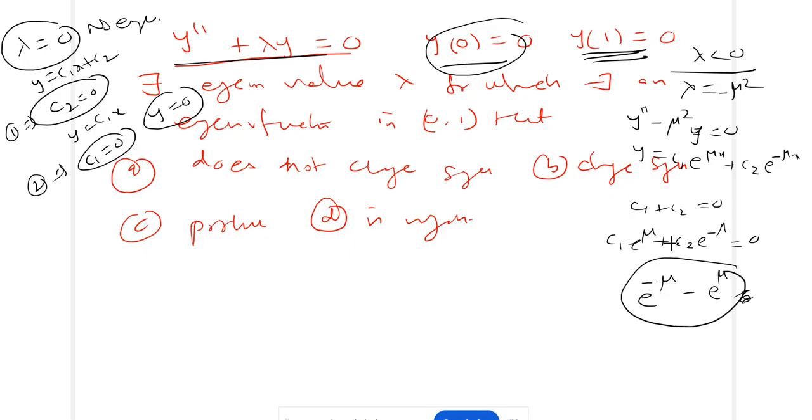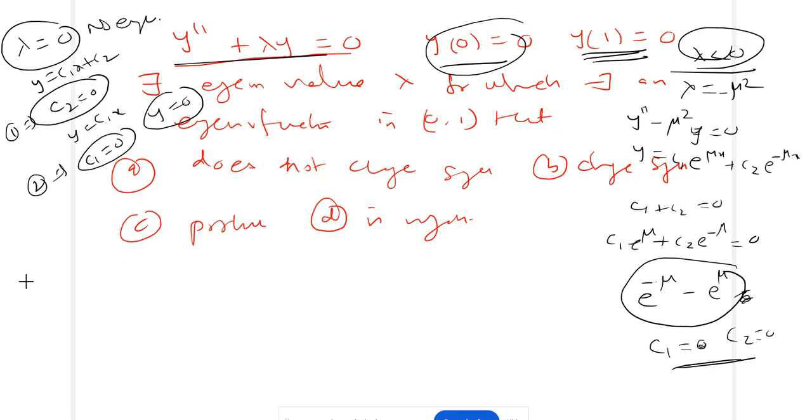Or we can solve normally: eliminate c1 and find c2, eliminate c2 and find c1. Here we get c1 equal to 0, and from this c2 is always equal to 0. So c1 and c2 are both 0, and once again we get the trivial solution. So there is no eigenfunction for lambda less than 0 also.